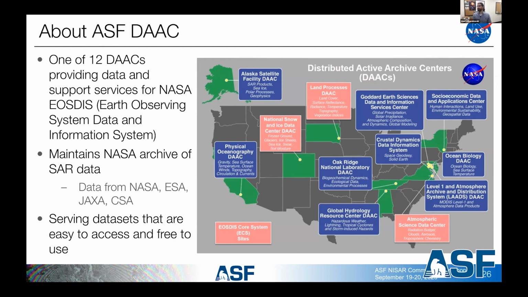So there are 12 DACs around the United States, and we are in Fairbanks, right here in the interior of Alaska, and we maintain archives of SAR data from NASA, ESA, JAXA, the Canadian Space Agency, and when NISAR comes online, I believe we will also be hosting some of the S-band data from ISRO as well. And so our big mission here is to not only archive, but to disseminate this information in a way that is usable. And so that's why we deliver courses and workshops such as this to explain to users of our data how they can use and interpret those data.